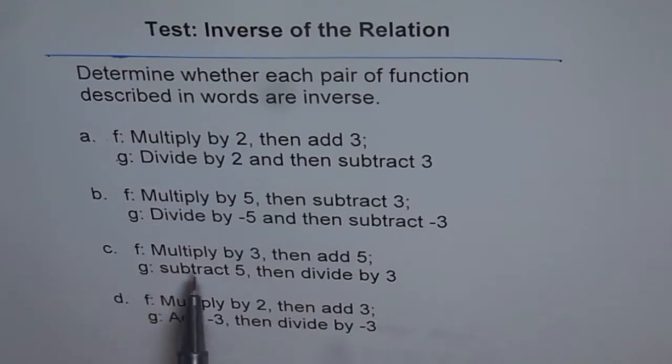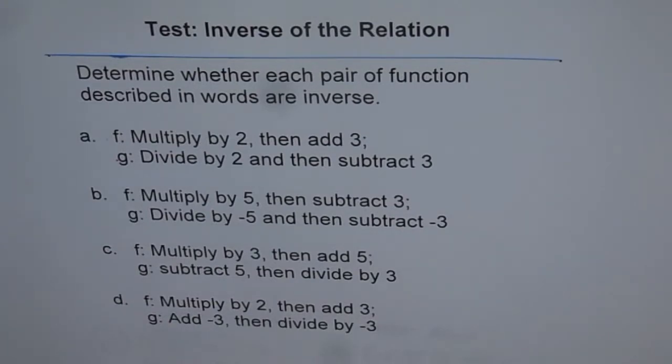C. Multiply by 3, then add 5. Subtract 5, then divide by 3. And D is multiply by 2, then add 3, and its inverse could be add minus 3, then divide by minus 3. So these are the options given to you. Now figure out which ones are a function and its inverse function and which ones are not. So have a good look at it and then figure out the answer.